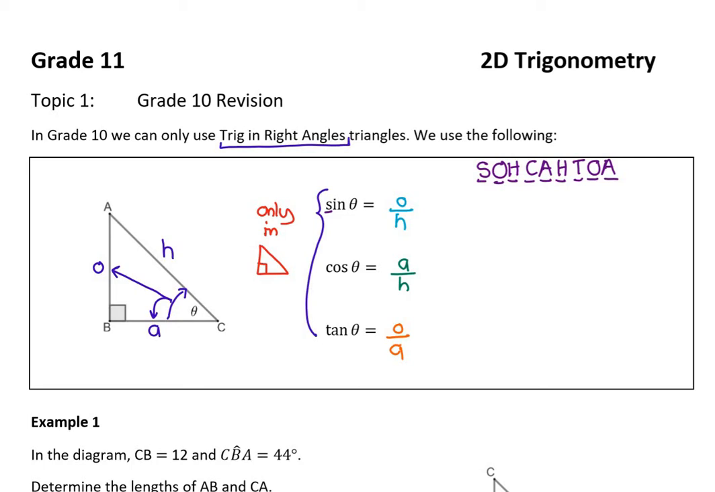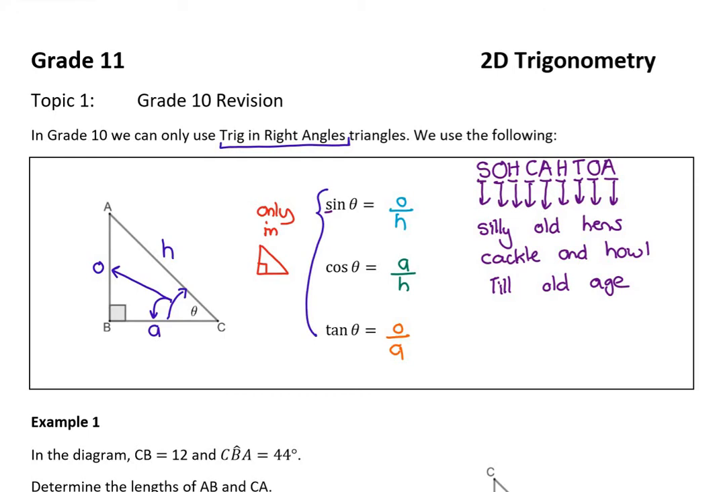Now, I can't remember that. So what I do remember is silly old hens cackle and howl till old age. That's the kind of little word, I'm sure there's a word for it in English, that I think is mnemonic. I don't know English very well. That's what I remember in order to remember these definitions. And so there's my memory aid that will help me, and I actually have remembered that it's called a mnemonic, which is basically just a memory aid to try and help you remember that. So silly old hens cackle and howl till old age. So sometimes that's how I choose to remember this.